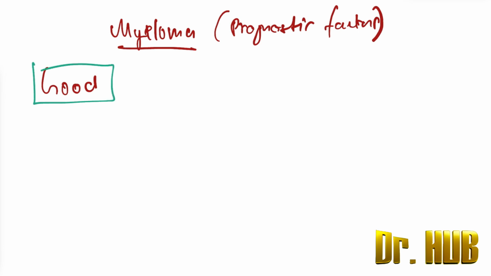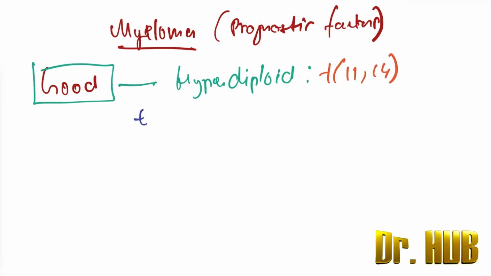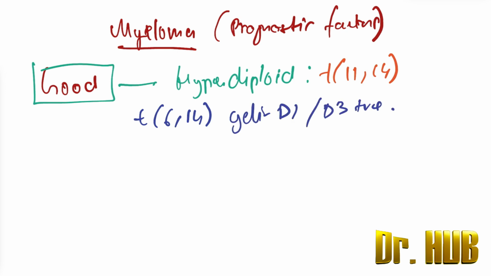The good prognostic factor is when there is hyperdiploid. So what do we mean by hyperdiploid? It means that there is T11;14, as well as T6;14. So there is cyclin D1 or D3 positive. All this forms a good prognosis.